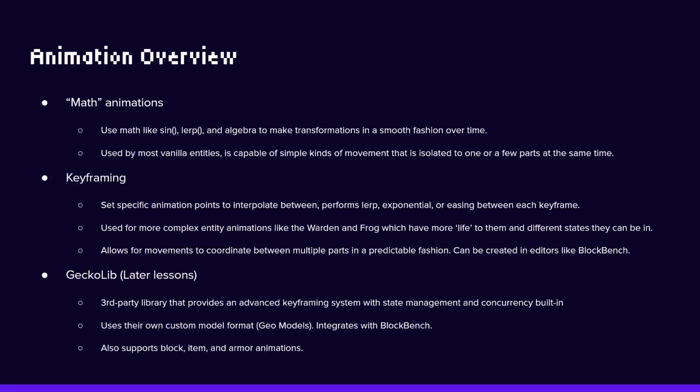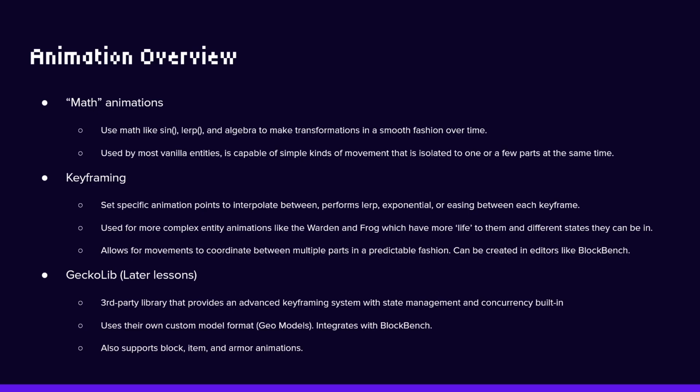So now into the actual content for this week, we have entity animation. This is a fun one, guys. So much cool stuff. So there are 3 general ways in which you animate entities in Minecraft. So you have math animations, which are what Minecraft has historically used. They use things like Sine and Lerp, algebra, to transform the position, scale, and rotation of different model parts over time. So it's mostly used for simple movement that's isolated to one or a few parts at the same time.